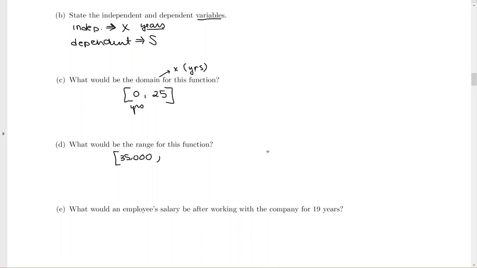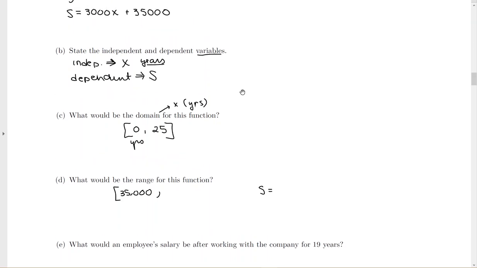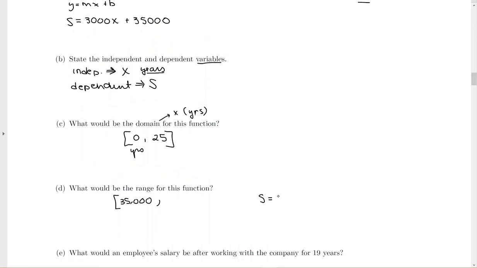So the question is, if you can only work to year 25, how much would you be making at year 25? So we're going to take our formula for salary and then compute, using our formula from part A, what we would be making. So plug in 25, the number of years that we would work, times the $3,000 increase each year, plus our initial amount. And what you come out with is $110,000. So our range is going to go from $35,000 to $110,000.